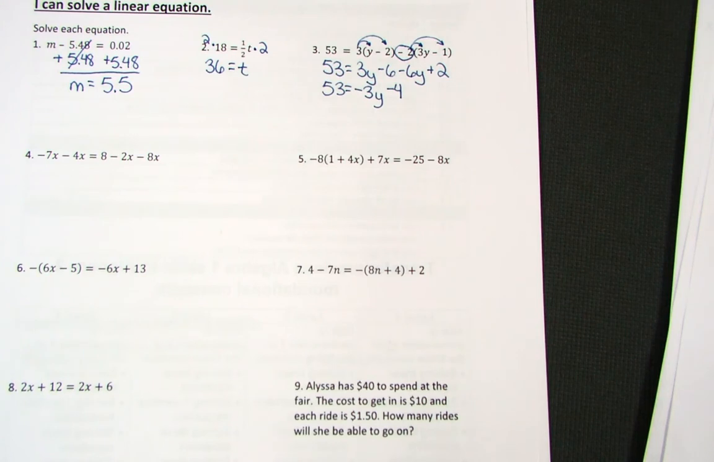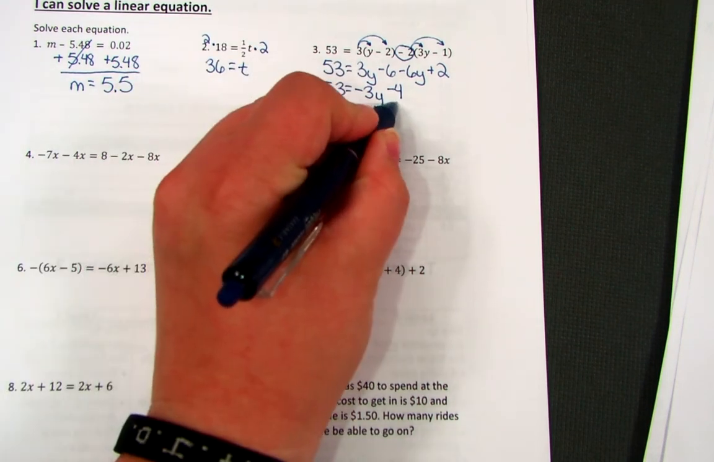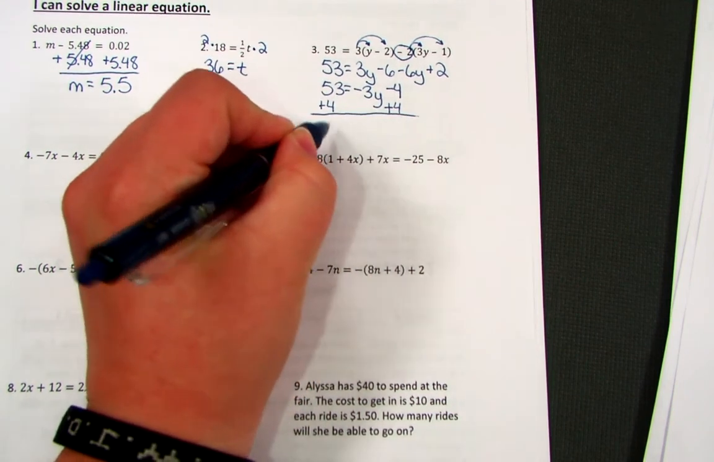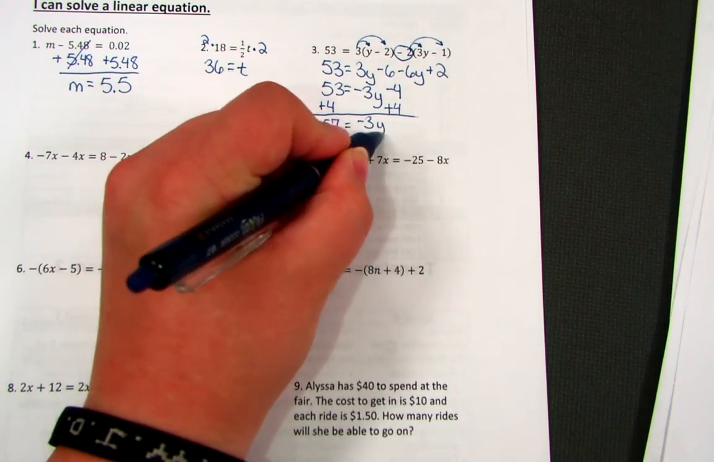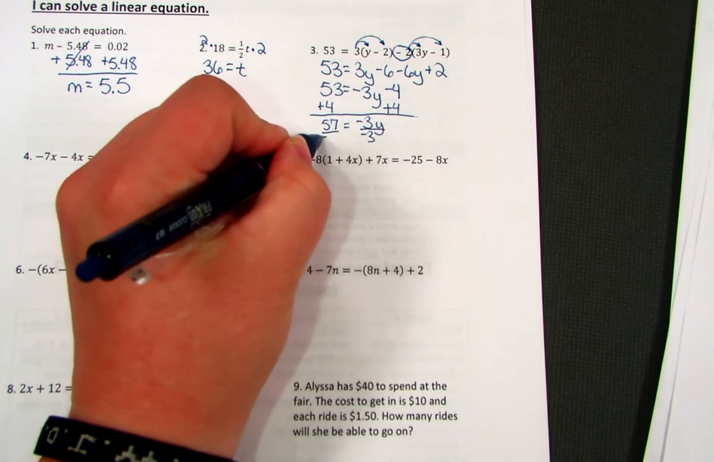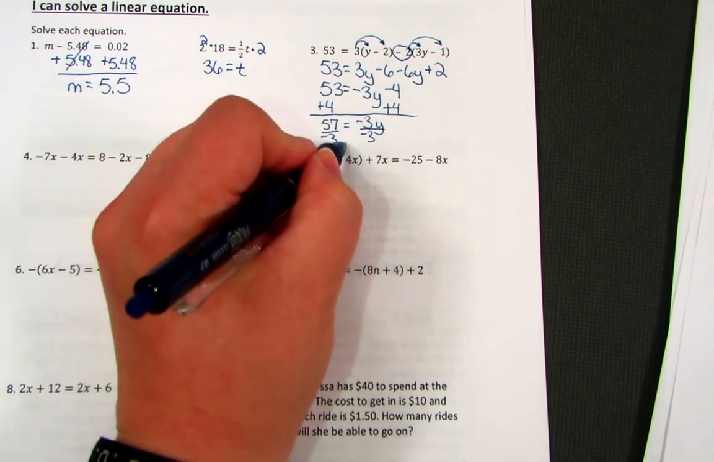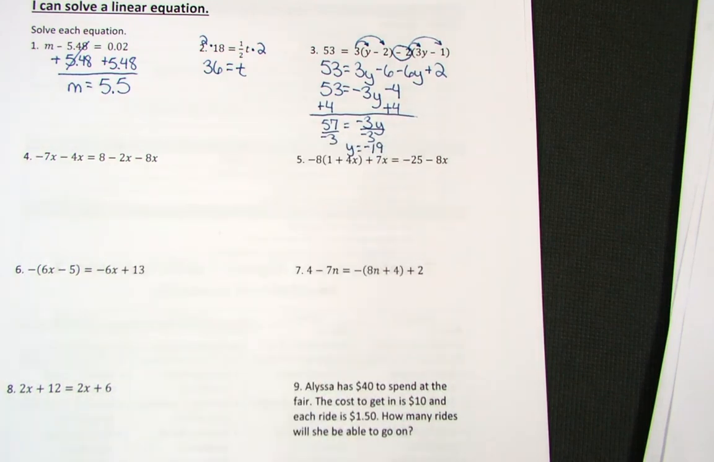Our next step is to do those opposites. Once we've simplified one side all the way down as far as it can, we've got to use those inverse operations to get our variable alone. So we're going to add 4 to both sides. That gives us 57 equals -3y. Divide by -3 on both sides. And my final answer becomes y equals -19.